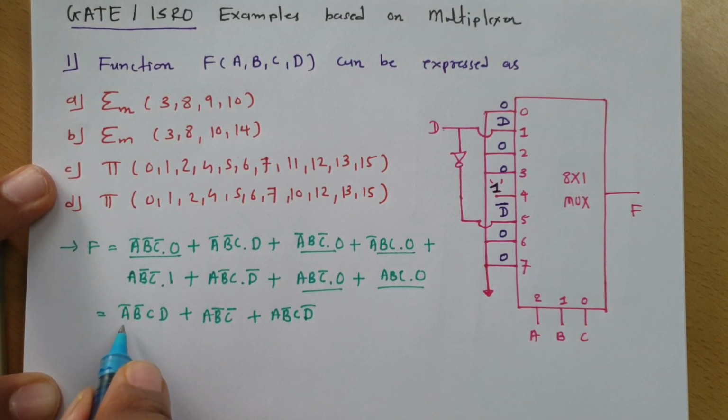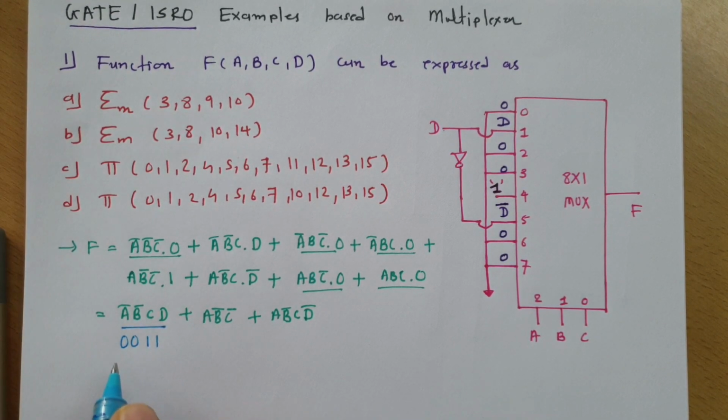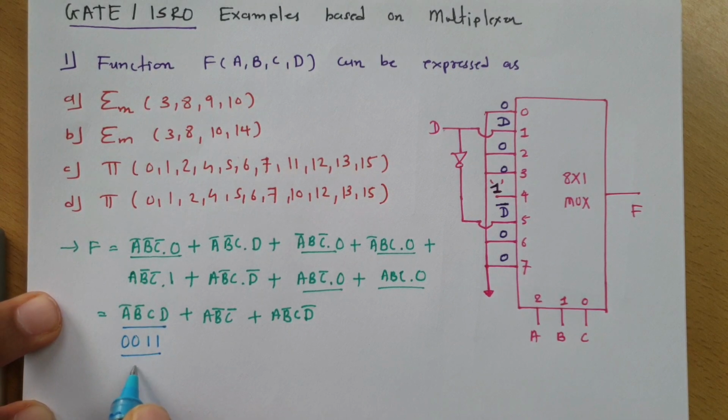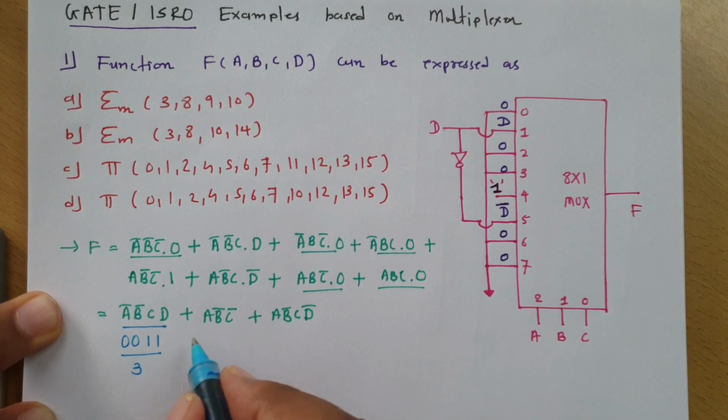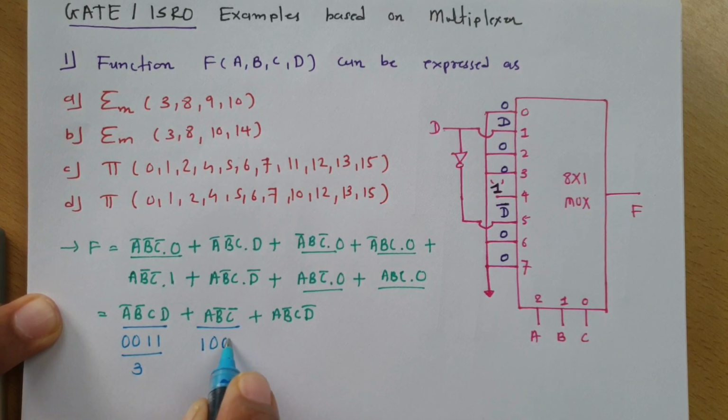So see, A bar, B bar, C, D means 0, 0, 1, 1. So which term is this? This is term 3. Now you see here A, B bar, C bar. So A means 1, B bar means 0, C bar means 0. And D is not given, meaning there is one possibility of 0 and one possibility of 1. So these are terms 8 and 9.